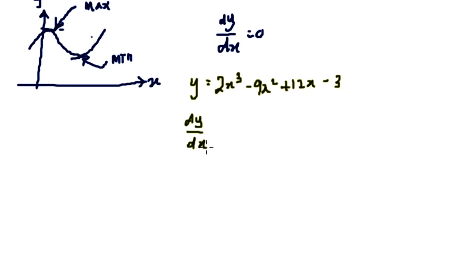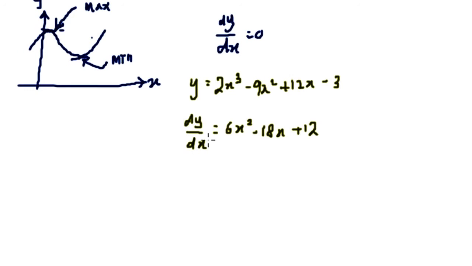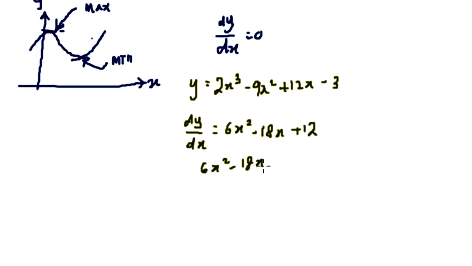To differentiate the equation, 3 times 2 is 6x, 3 minus 1 is 2. Minus 9 times 2, 18x to the power of 1, plus 12. So the differentiation of y with respect to x is 6x to the power of 2 minus 18x plus 12. When you know that dy over dx is equal to 0, you can write the equation.